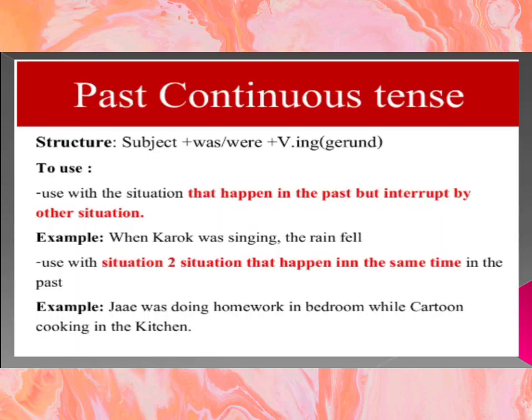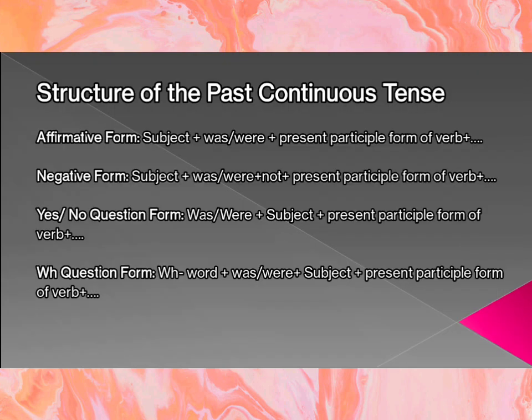Now comes the past continuous tense. Structure: subject plus was or were plus verb and ing. To use this with the situation that happened in the past but interrupted by the other situation, or use with two situations that happened at the same time in the past. Knowing the usage, let's know the structure of various sentences used in past continuous tense.